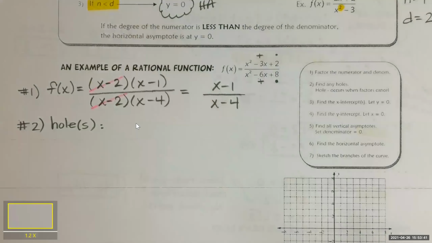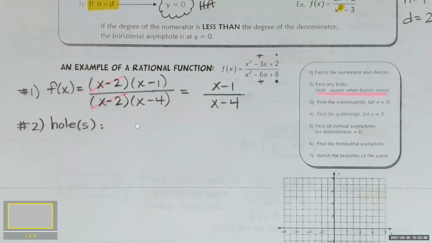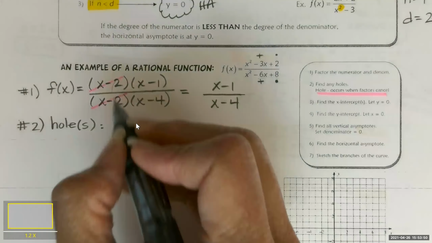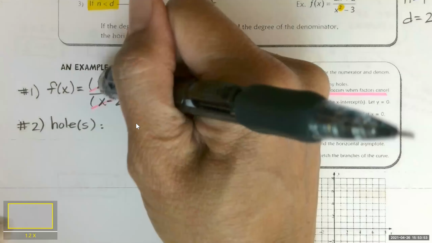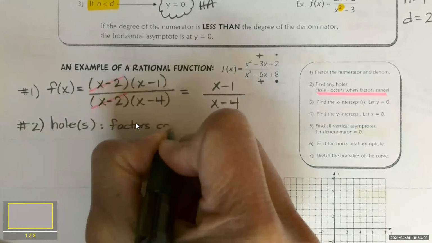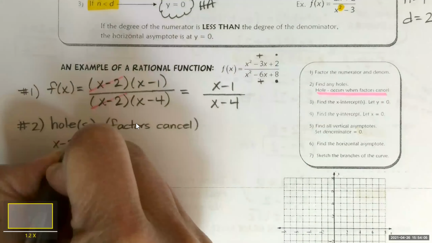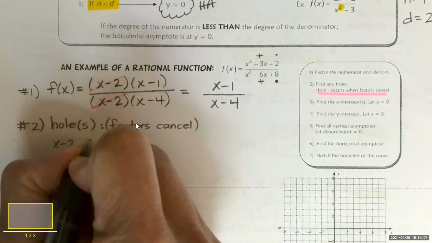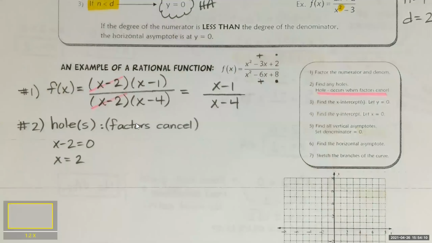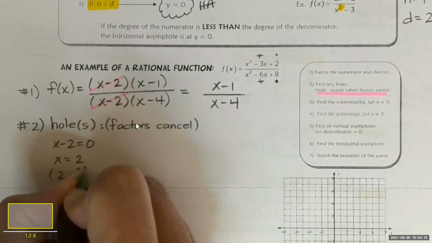Holes are dependent on when factors cancel. So notice above we had these factors cancel. When that happens, know immediately that's going to be the x-coordinate of your hole. So you take what you canceled, you set it equal to 0, and you solve for x. That's the x-coordinate of your hole. So basically you're at 2 comma question mark because you just found the x-coordinate.